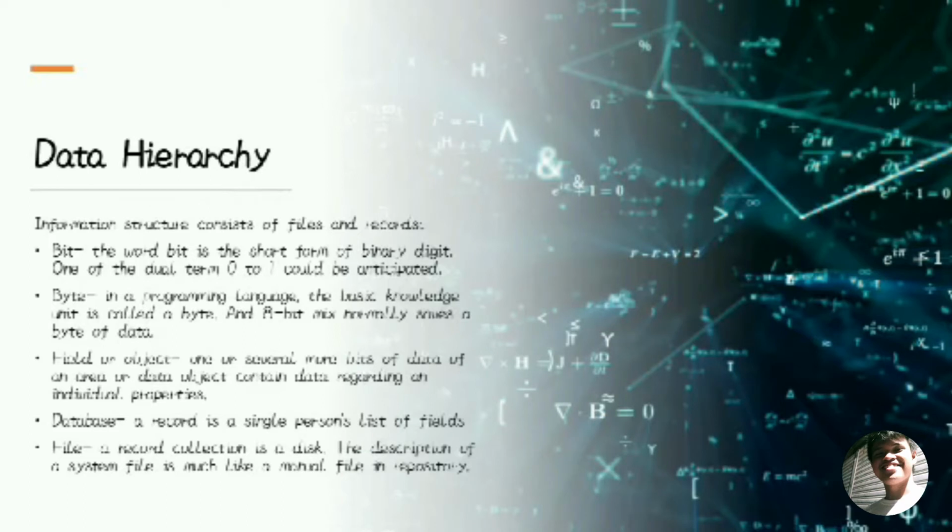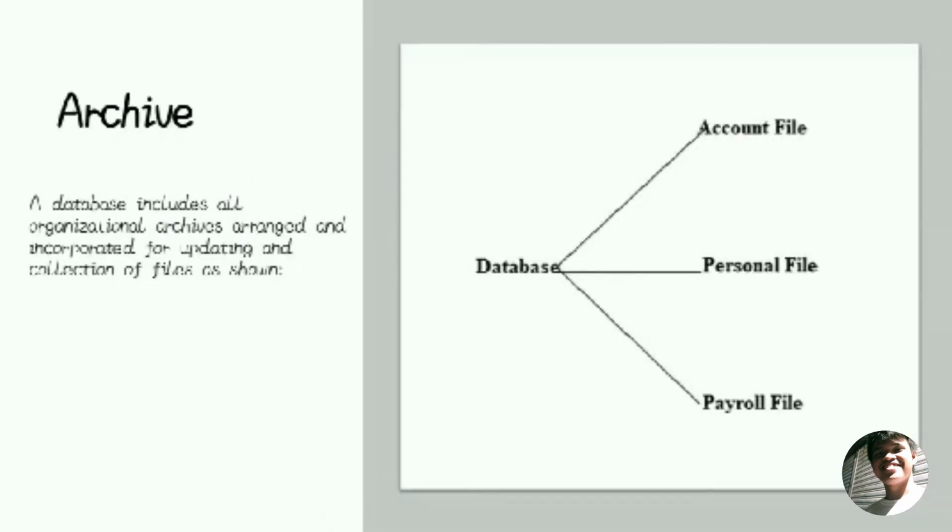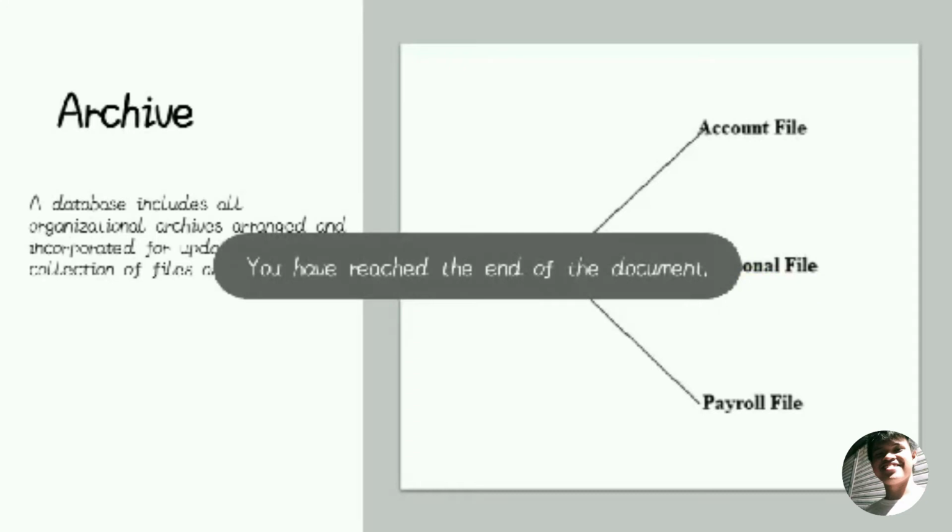And the last one is file. So file is a record collection in a disk. So, the description of the system file is much like a manual file repository. A database includes all organization, archive, arranged, and incorporated for updating, the collecting of the files, and so on. So, out of database is managed account files, personal files, and payroll files.